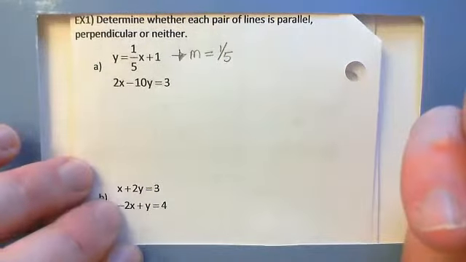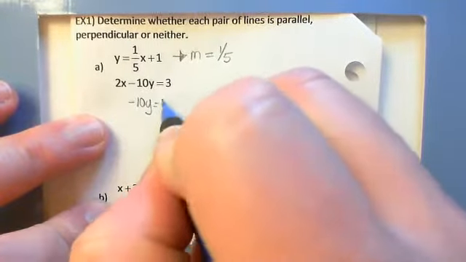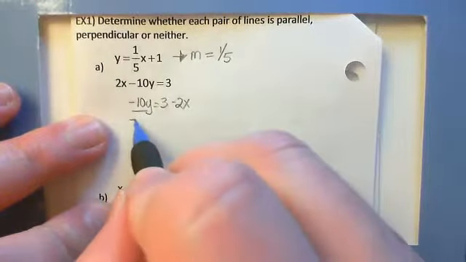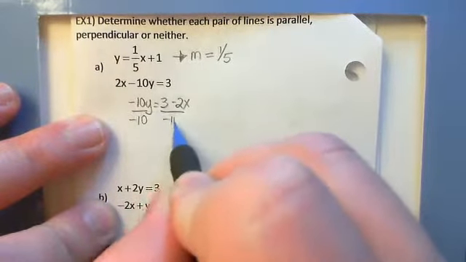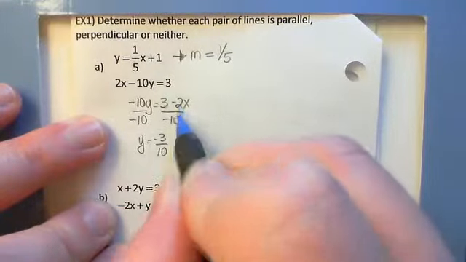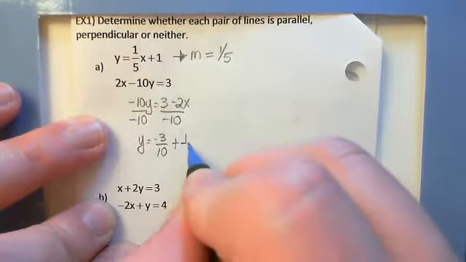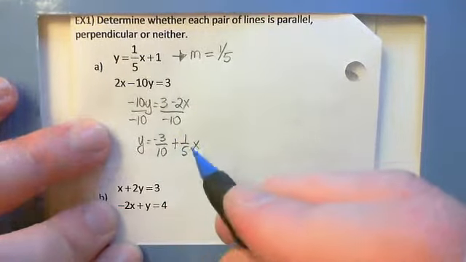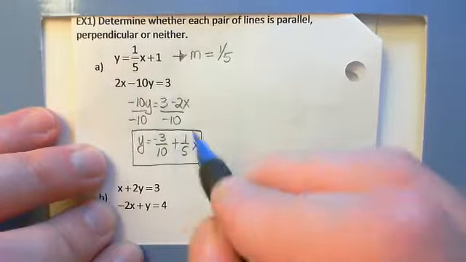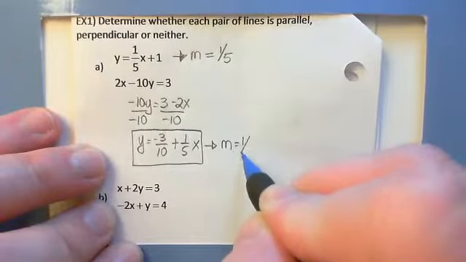Okay, on the next one I'm going to get the y alone, so this would be negative 10y equals 3 minus 2x. I'm going to divide by negative 10. So this would be y equals negative 3/10, and then negative divided by negative is a positive. And how do I reduce this fraction? This fraction then will become 1/5. Alright, very well. So then, once the y is alone, I can identify my slope. So my slope here is m equals 1/5.